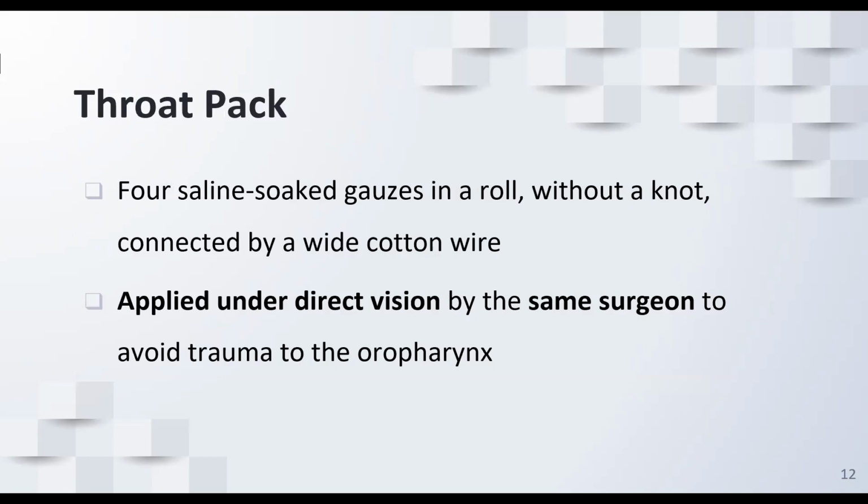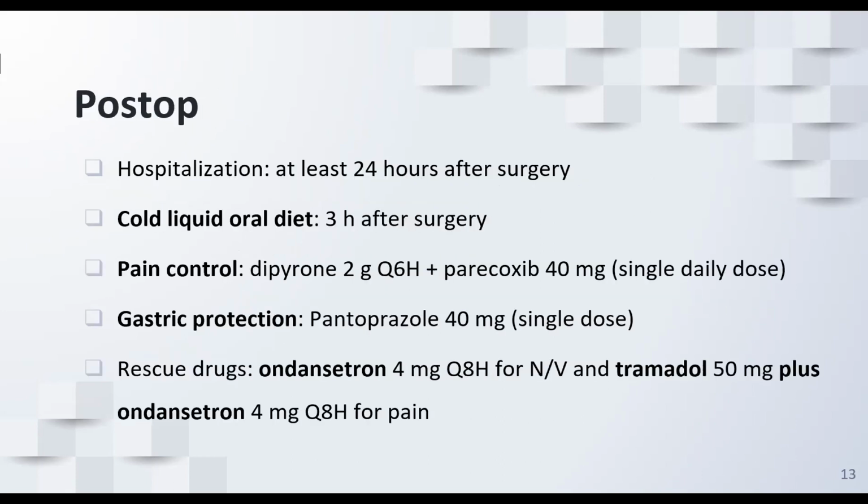The throat pack used was standardized and consisted of 4 saline-soaked gauzes in a row without a knot, connected by a white cotton wire. This was applied under direct vision by the same surgeon to avoid trauma to the oropharynx. The surgical technique used for the mandible was sagittal split osteotomy, and for the maxilla, Le Fort 1 osteotomy was performed. And if necessary, they performed genioplasty for the patient.